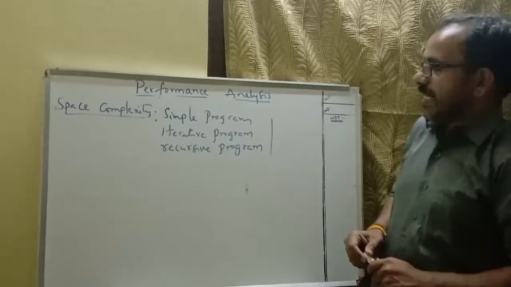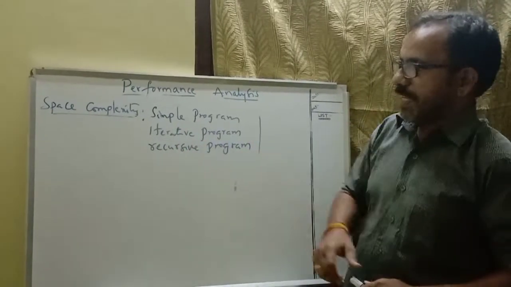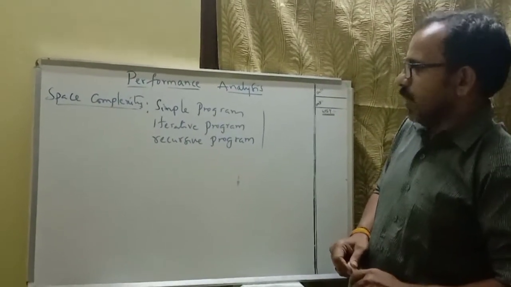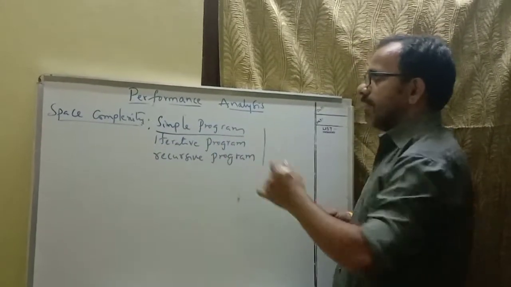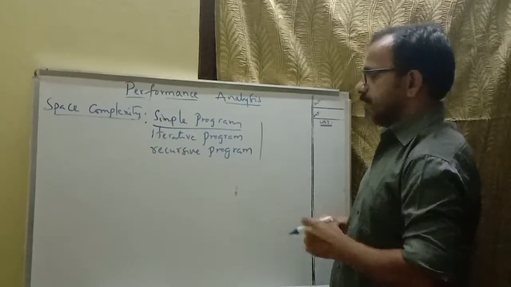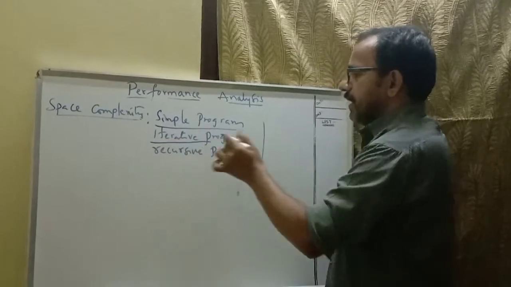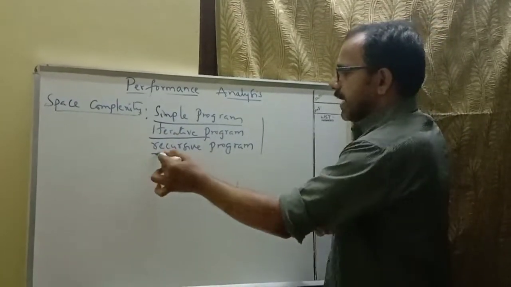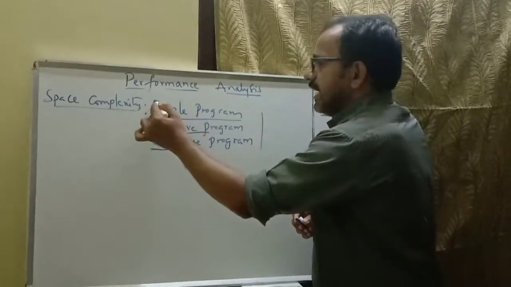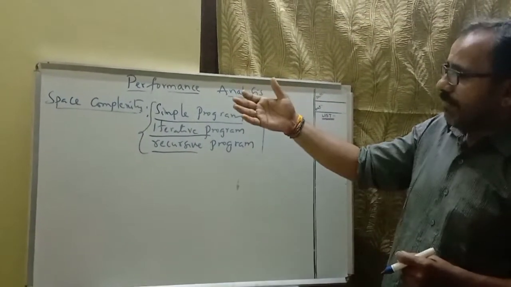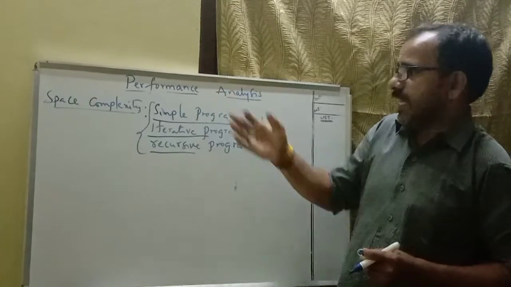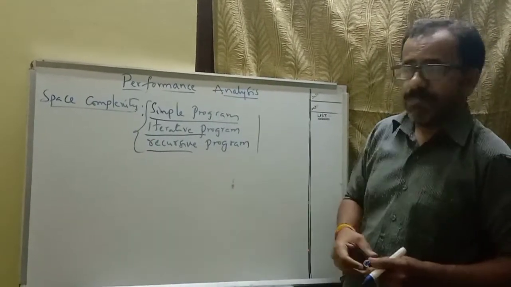Now I will show you examples for calculating space complexity. Generally, if you observe any program, it may be a simple program without iterative statements, or it may contain iterative statements, or it may contain recursive statements. These are the nature of the statements involved in any program. Without involving iteration and recursion, we can write a program. That program is called a simple program.